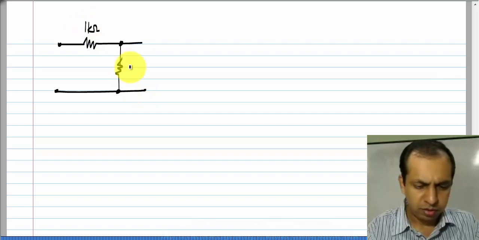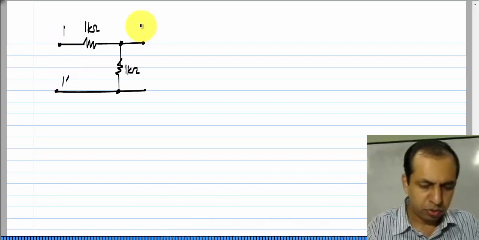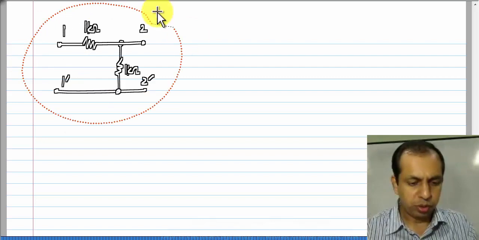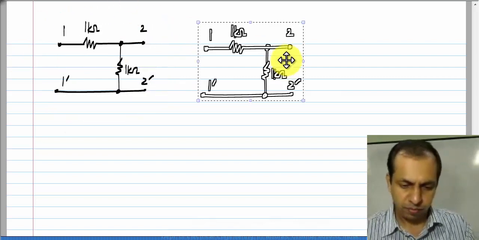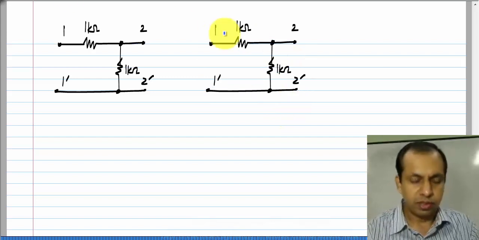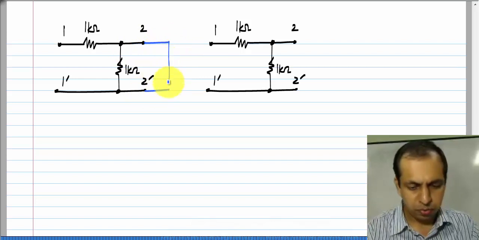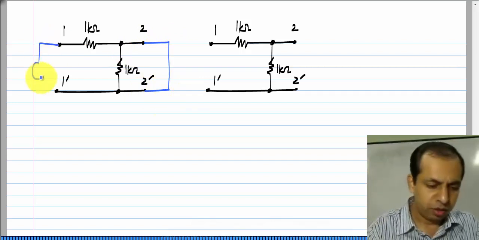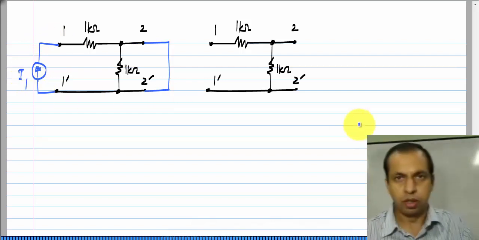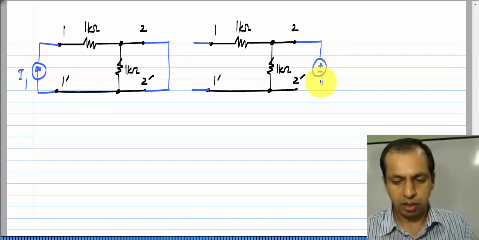This is the circuit for which I would like to compute the H parameters, port 1, port 2, and I need two cases. One in which port 2 is short circuited and you apply a current to port 1, and the second case where port 1 is open circuited and you apply a voltage to port 2.